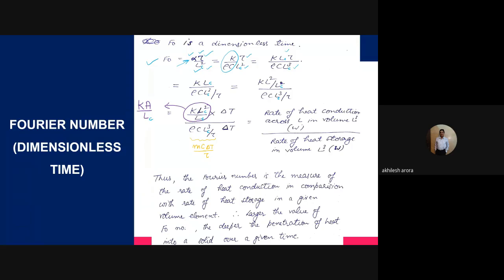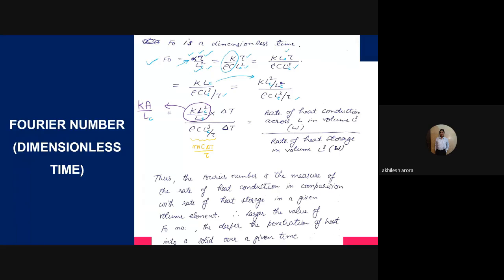Why we are doing this, you will understand in a few steps. Now you can see in the next step what we have done: we have taken this tau in the denominator here, and then once again multiplied by one more LC in the numerator and divided by LC. Not a big change, only multiplying and dividing by LC in the numerator of this expression. And in the denominator, it is rho C LC cube divided by tau.